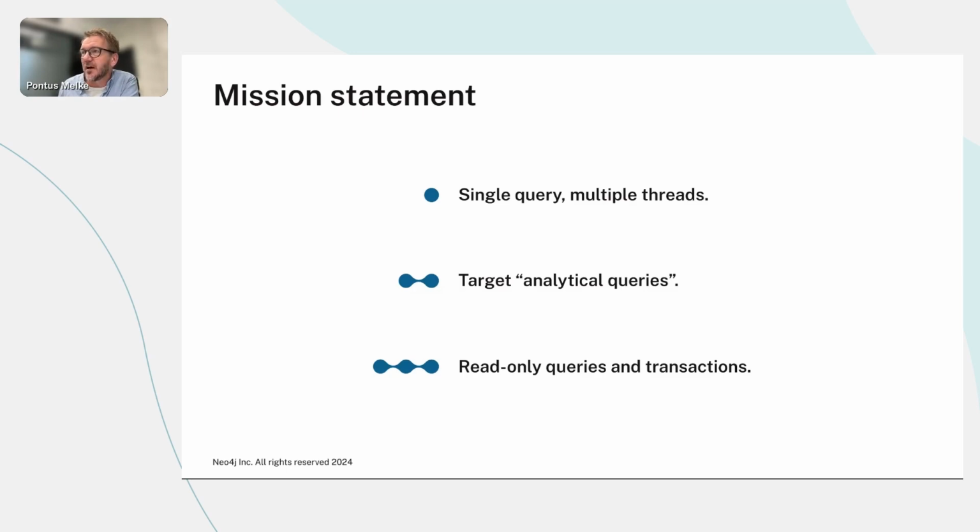So this targets what we refer to as analytical queries. It's a bit of a thorny subject, what that is, but basically you can think of it as everything that is a bit slower, longer running, touching more nodes in the graph, things like that. And not just your super fast find one thing from an index and return it. And we only target for now read-only queries and transactions, so you cannot update the graph with the parallel runtime. So that's one of the limitations.